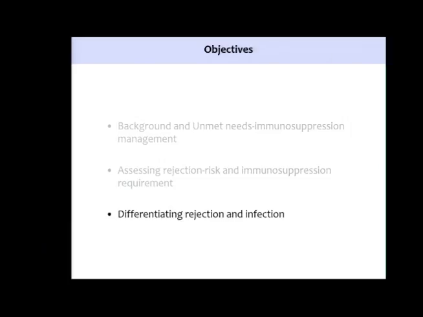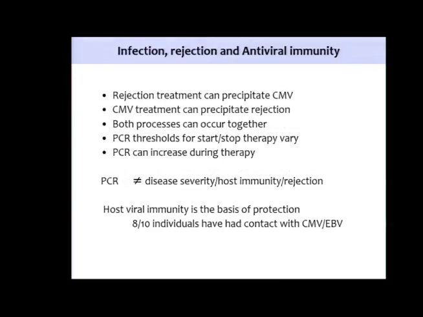The last bit is relatively short, and it's a little bit about the relationship between rejection and infection. And this came about because for those of us who've been around, there's a fair bit of issues surrounding how to assess CMV PCRs. We know all of this. Rejection can precipitate CMV. CMV treatment can precipitate rejection because you drop immunosuppression. Both the processes can occur together.